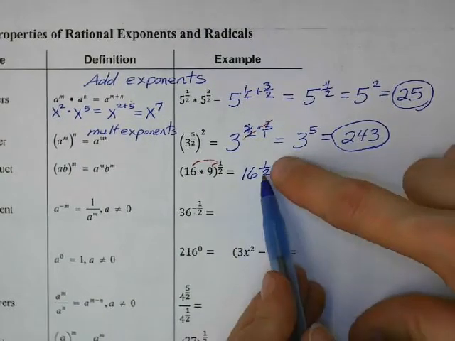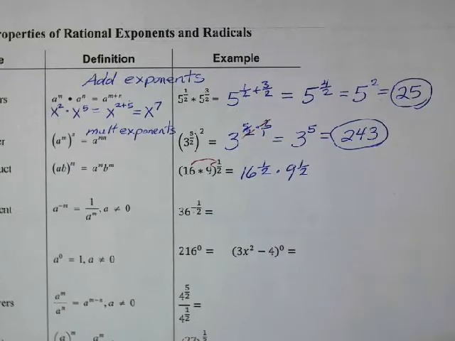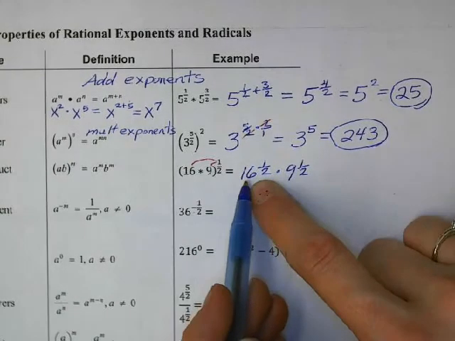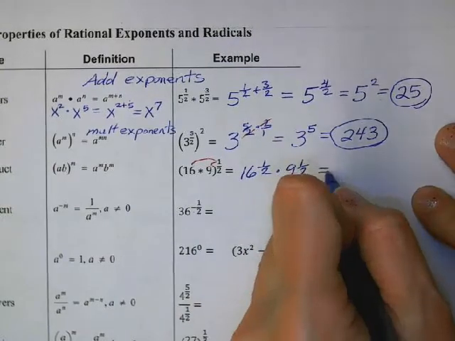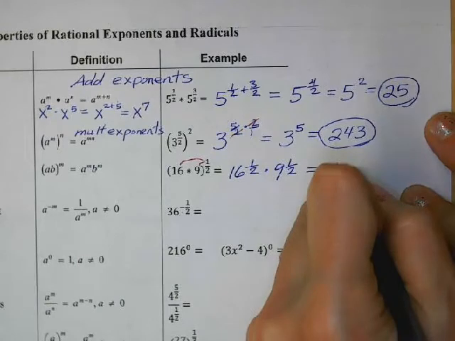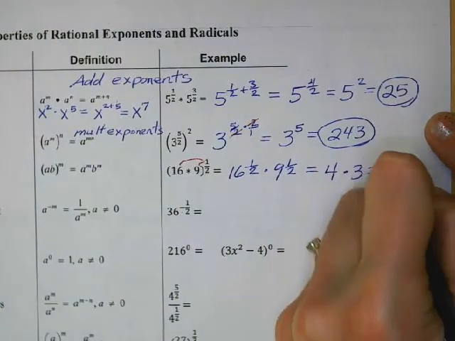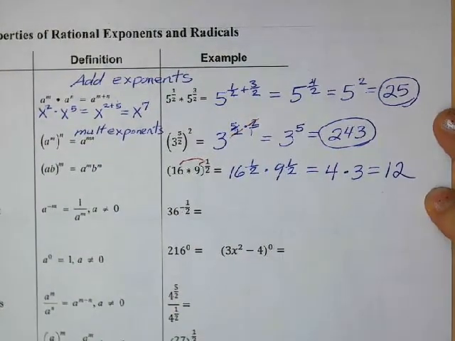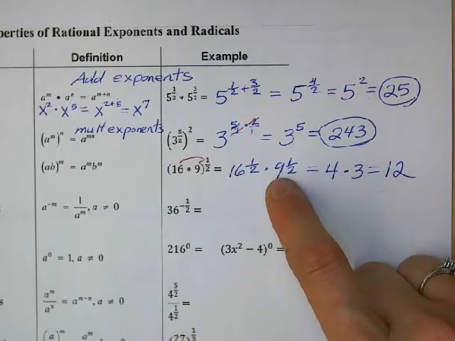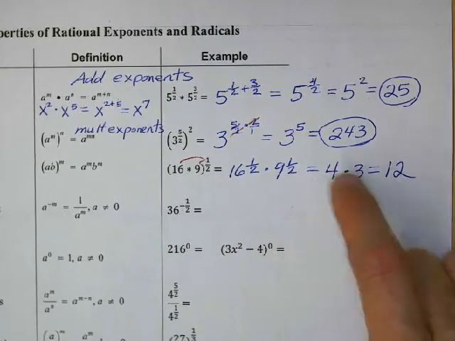A 1/2 power is the same as square root. So do you know what the square root of 16 is? Yep. What's the square root of 9? 3. 4 times 3, 12. Yeah, 16 to the 1/2 power is 4. 9 to the 1/2 power is 3. 4 times 3 is 12.